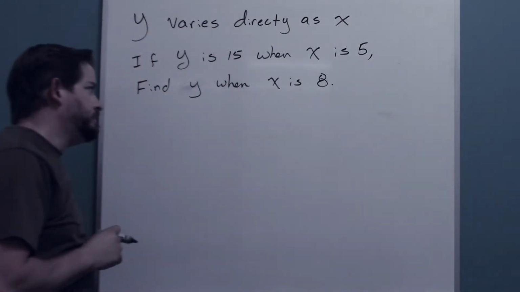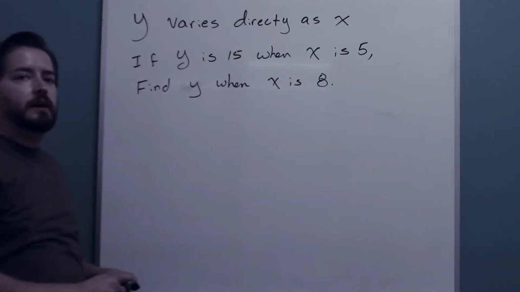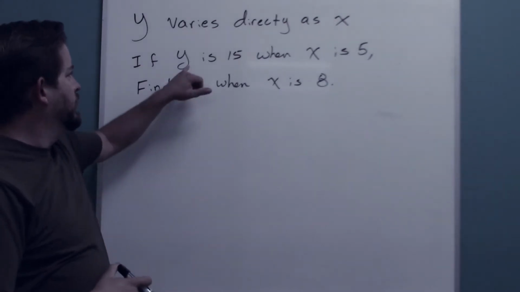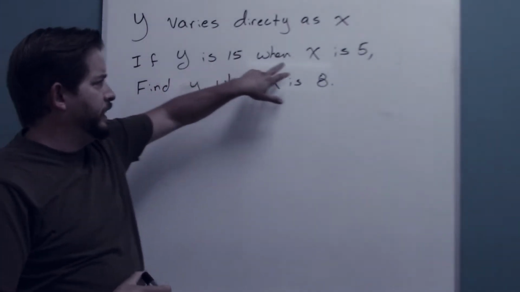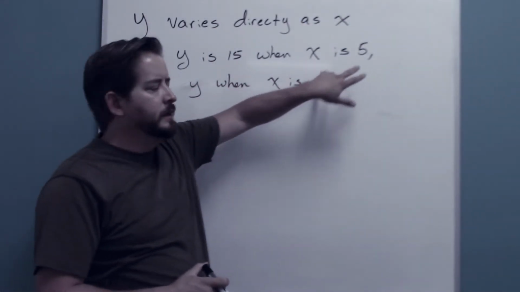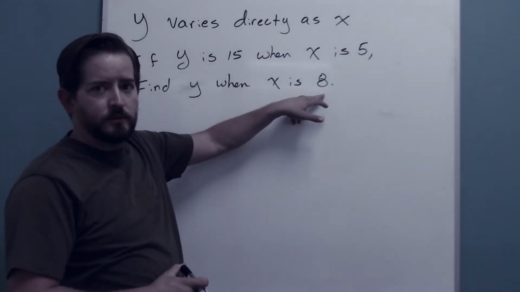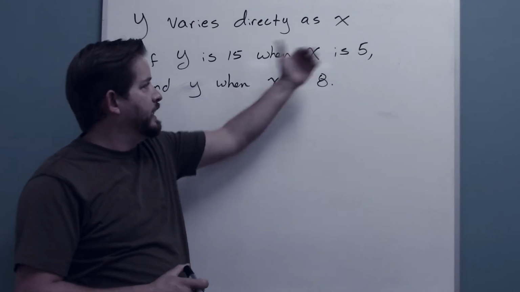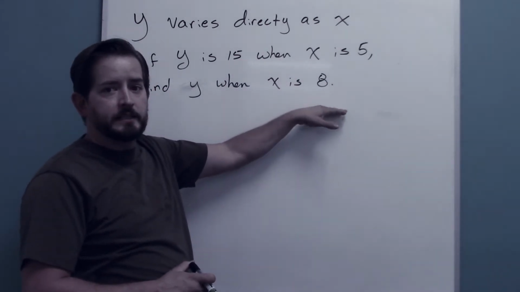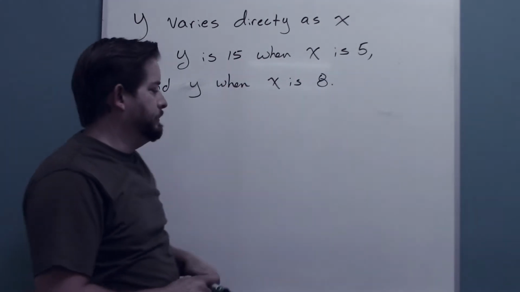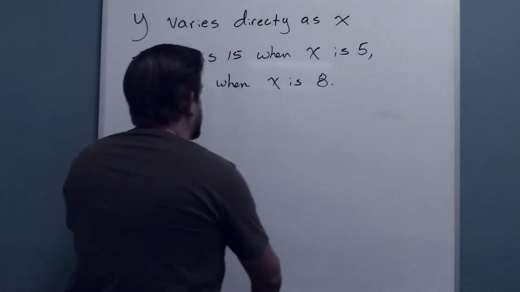Okay? So there's two things going on. There's two scenarios. One is that y has a certain value when x has a certain value, and they want to know what the value of y is when x has a different value. So there's two scenarios. X is 5, y is something, x is 8, y is something else, right? But I can use this first statement.